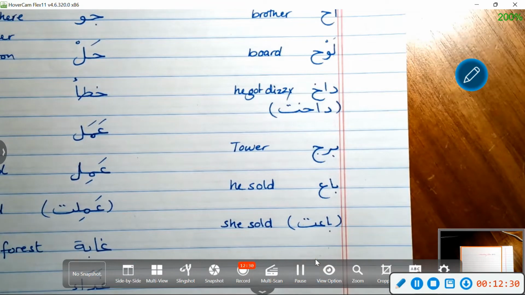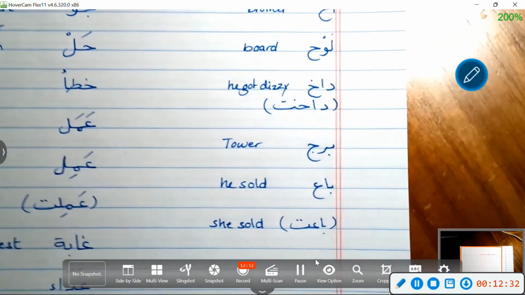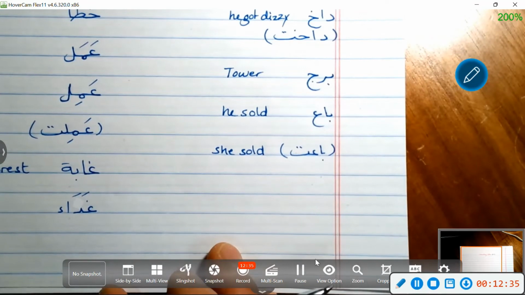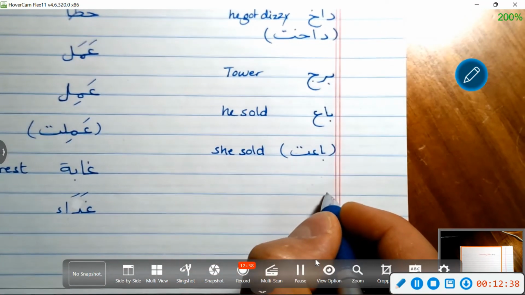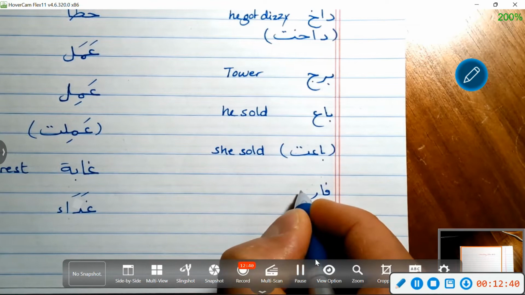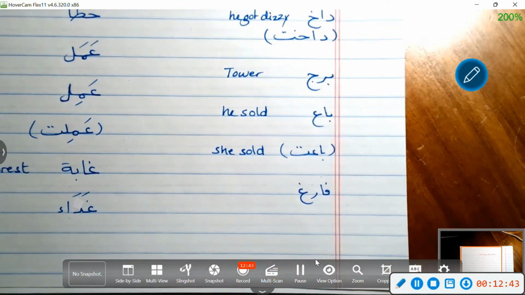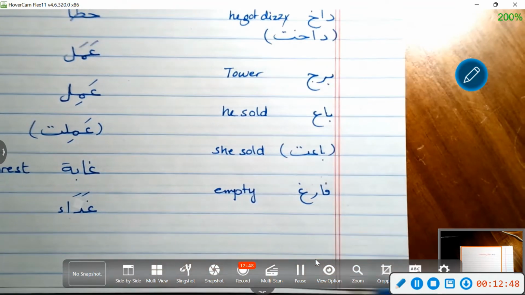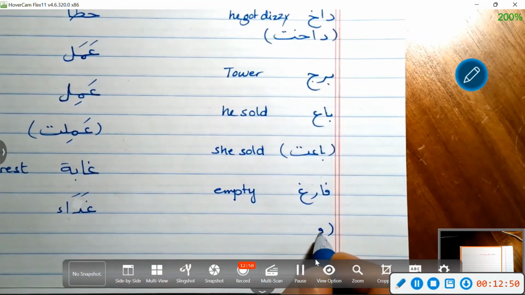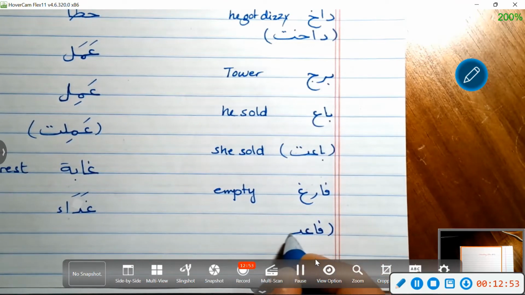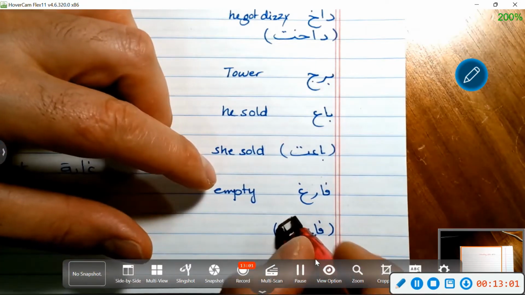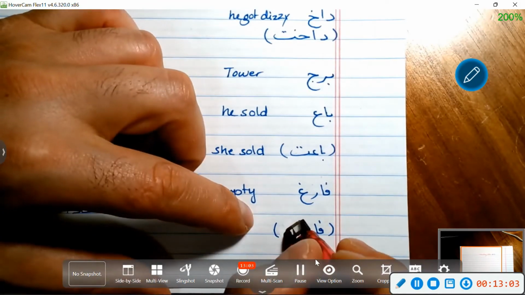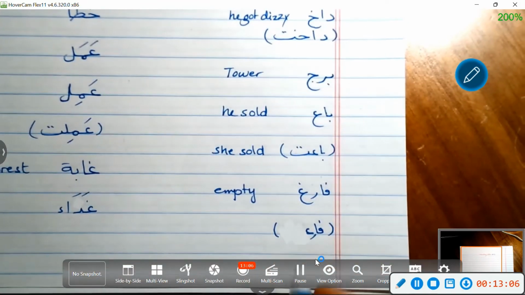Another word where the ayn stands alone is فارغ, or ghayn stands alone. فارغ means empty. And we can make the feminine form by adding تاء مفتوحة. عفوا, by adding تاء مربوطة. فارغة.